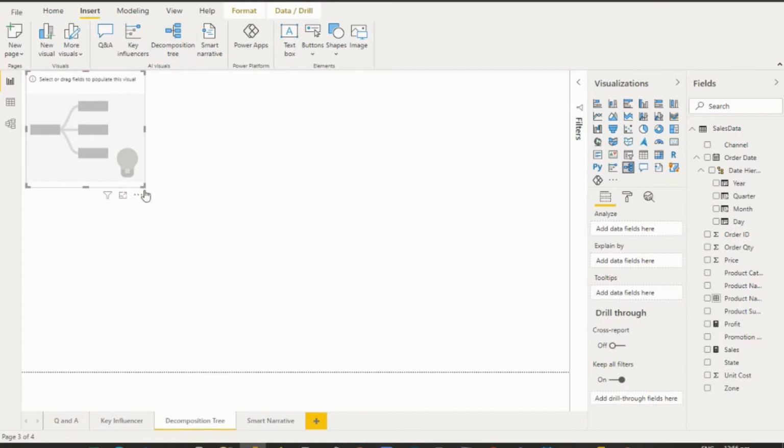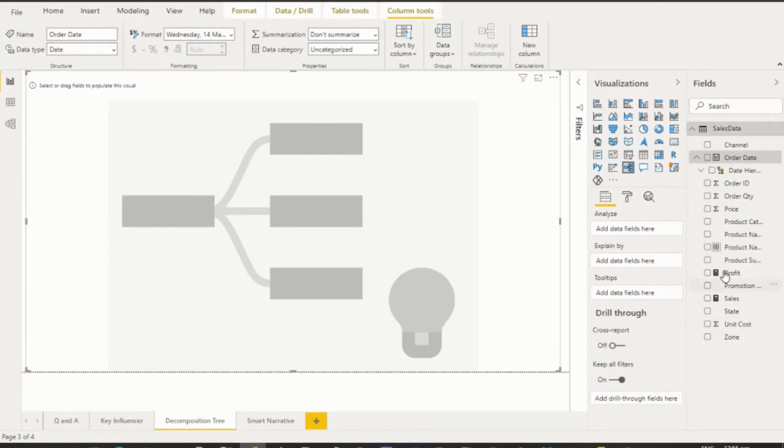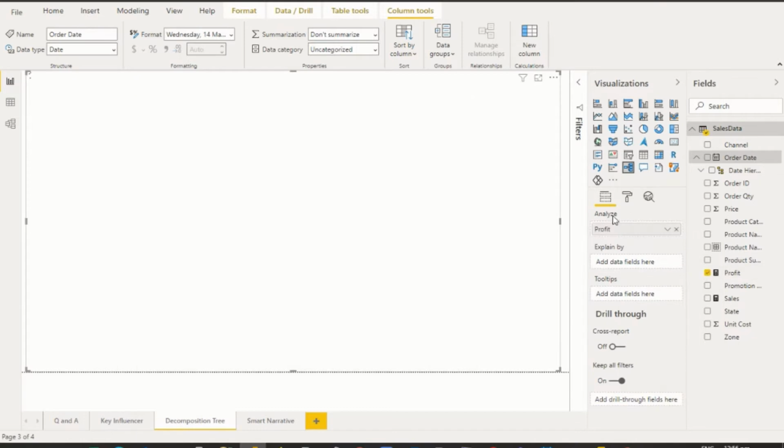I have a big scenario at hand, and I need your help to resolve that scenario like yesterday. Now, once I call it up, the composition tree is ready. It will now ask me a question: what exactly do you want to analyze? My client has been complaining about profit. Help me analyze this profit. I will drop it in Analyze.